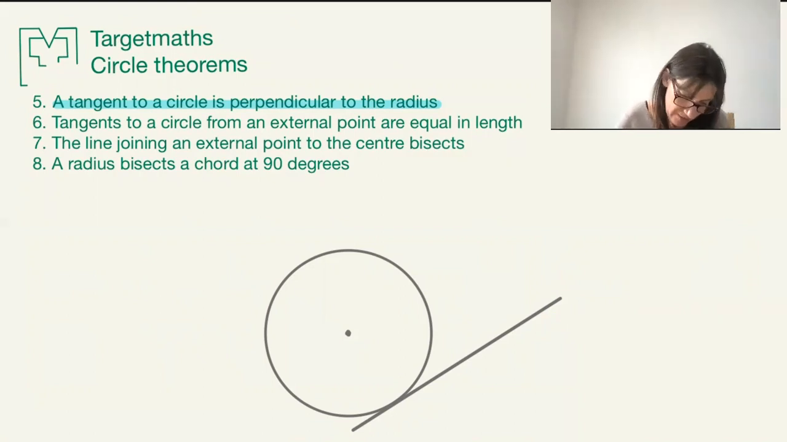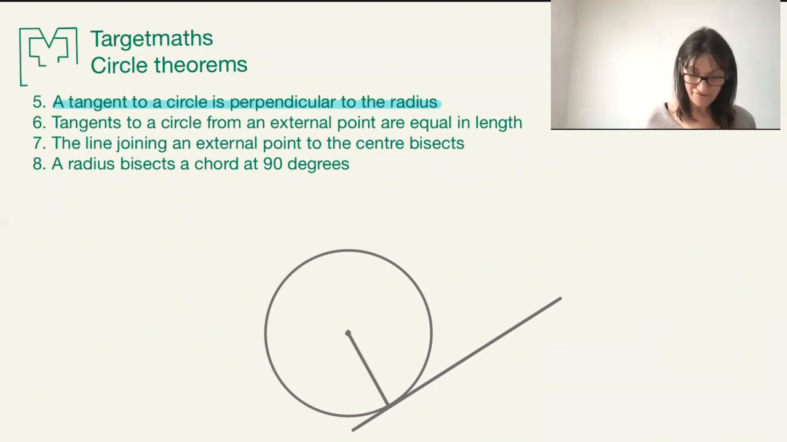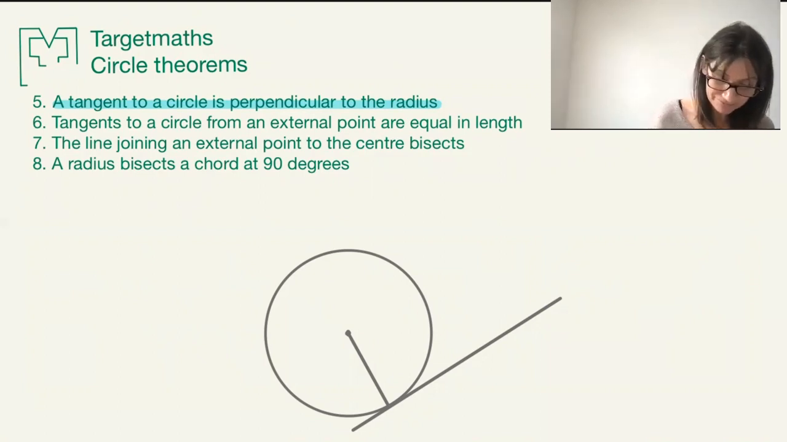And this is where I have to hope for the best. That's not bad at all. You can see that that looks like 90 degrees. Now, we're never allowed to assume anything, but because it's a radius and a tangent meeting at the same point, I now have a 90-degree angle. So that is my first, or my fifth, I should say, shouldn't I? It's my 5th circle theorem.